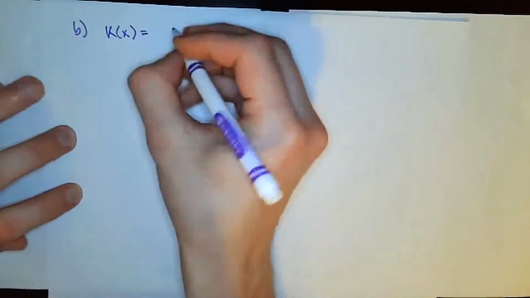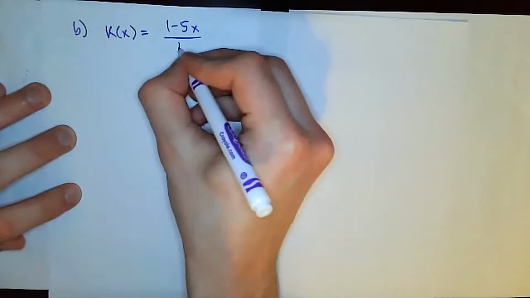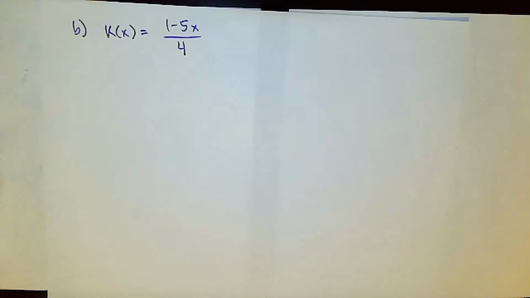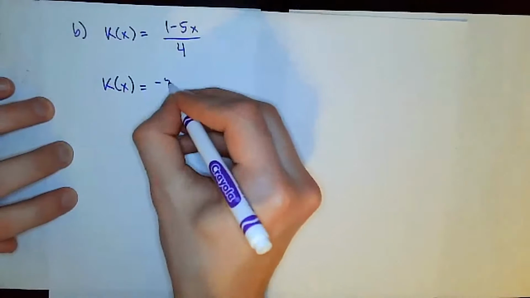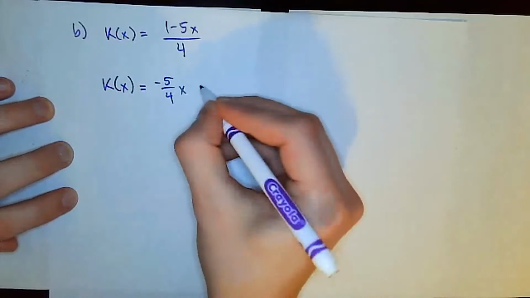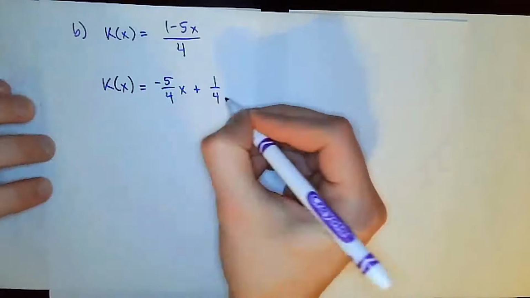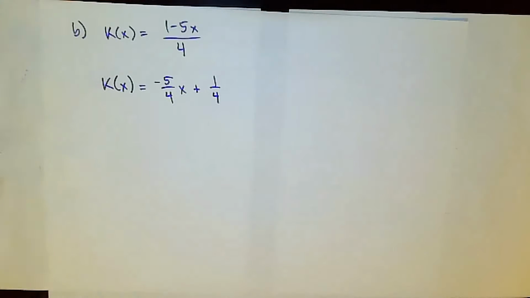What about that other weird one? Yeah, let's graph that one. So I'm going to call this part B, example 3, part B. K of x equals 1 minus 5x over 4. Recall that we were able to write this as negative 5 over 4x plus 1 over 4, just by splitting the fraction and then flipping it around.